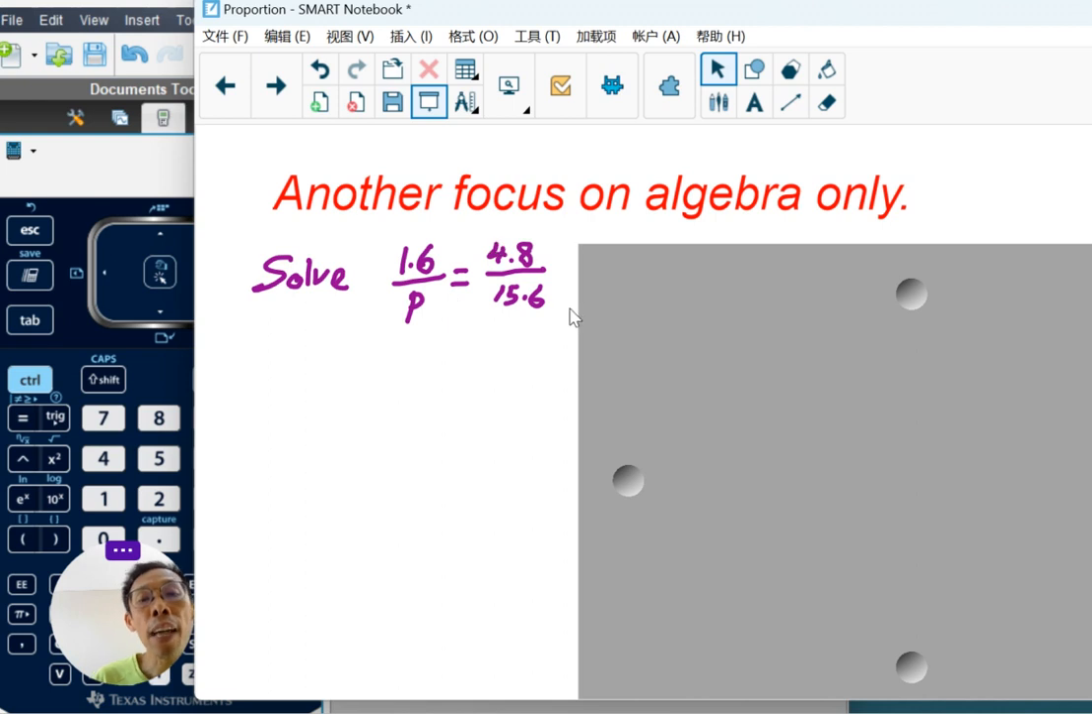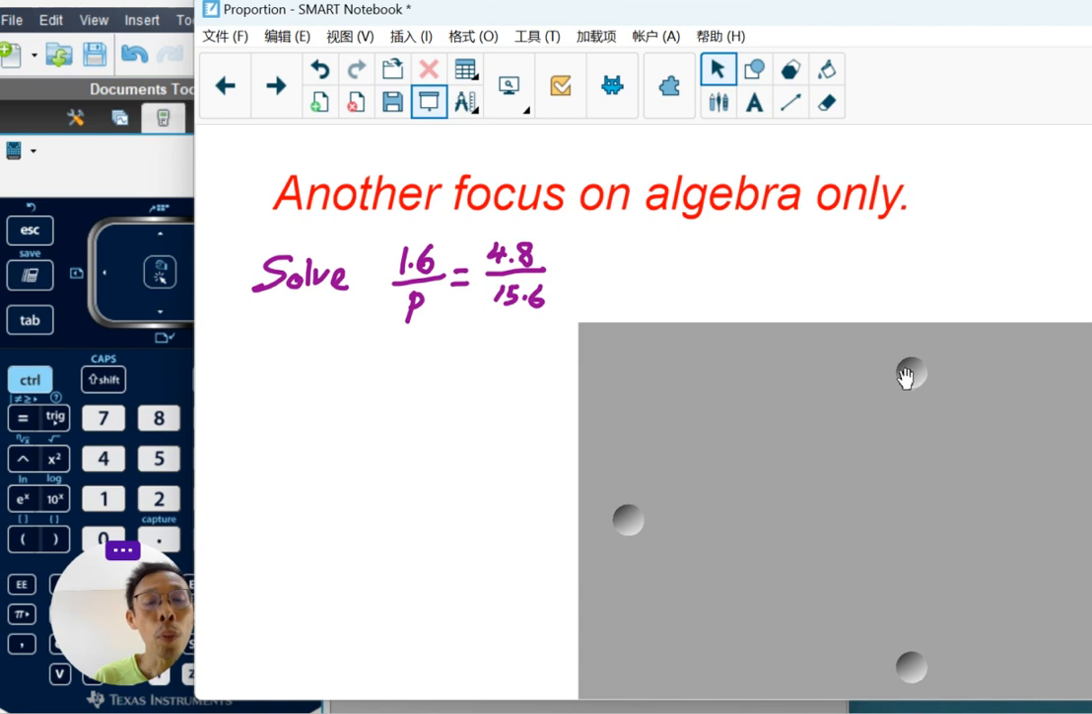Let us look at a final example. Here we need to solve for p. The p is the unknown. All right, again, you may want to stop the video first. Try this out by yourself. Once you're ready, start the video again. All right, welcome back. So do you remember the first step? Very good. Write that as a proportion, right? Oh, but this is already a proportion. So then we cross multiply.